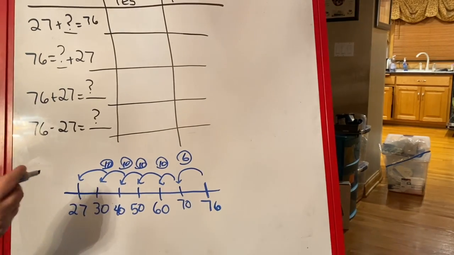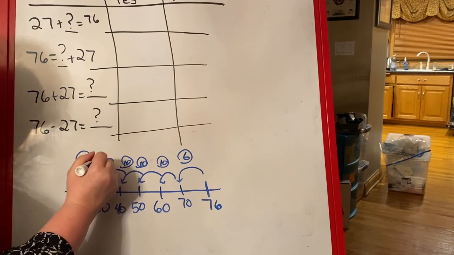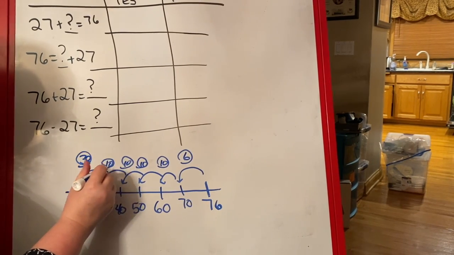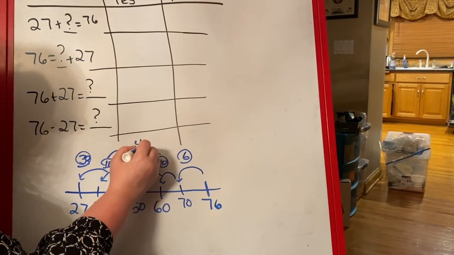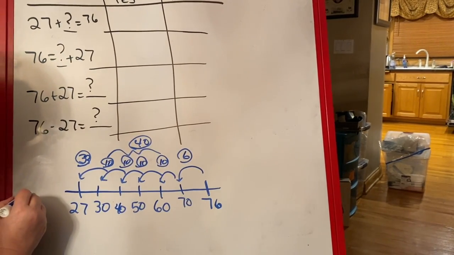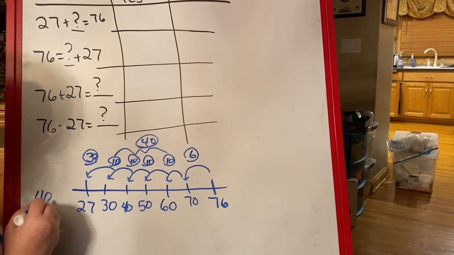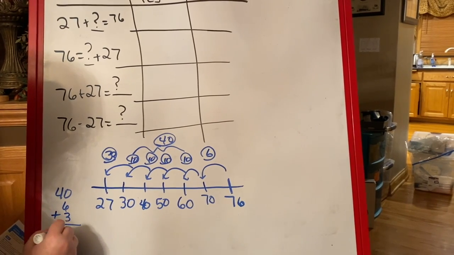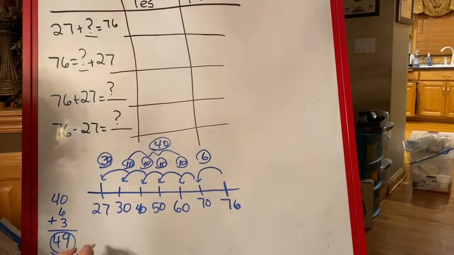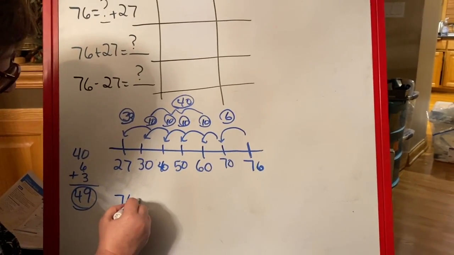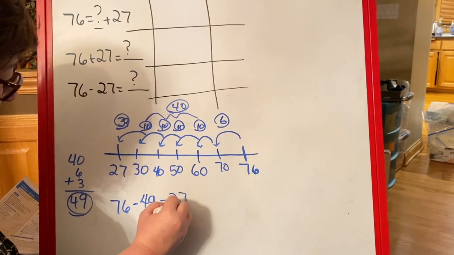And then 27 to 30. 28, 29, 30. That's 3 hops. So, 3 hops. 10, 20, 30, 40. So all this equals 40. So I'm going to take 40 plus 6 plus 3. 6 plus 3 is 9. Bring down my 4, 49, right? So my equation is going to be 76 minus 49 equals 27.